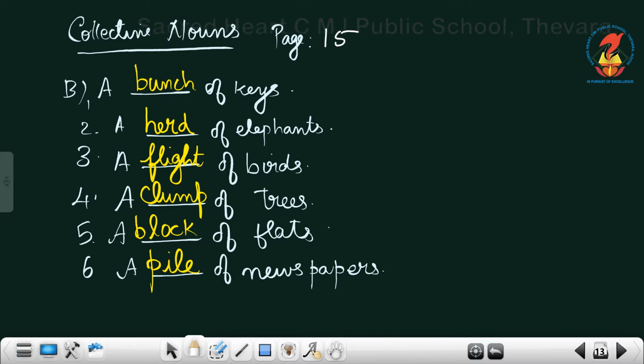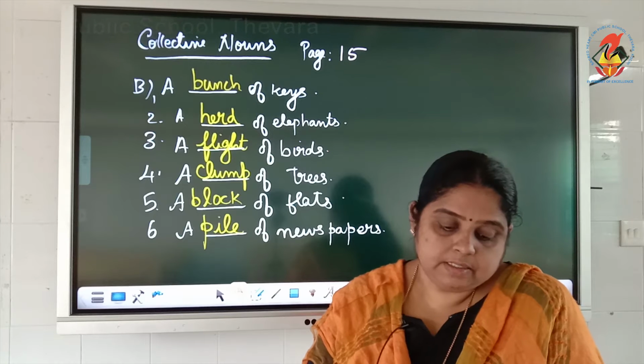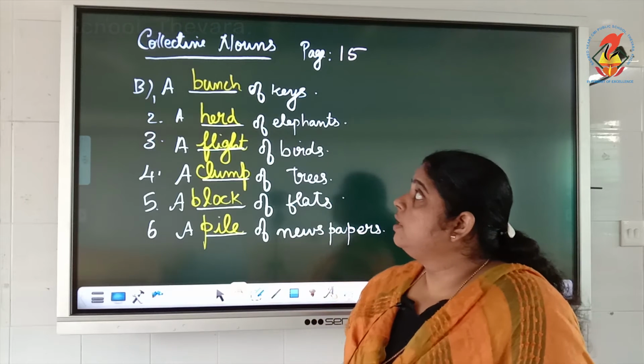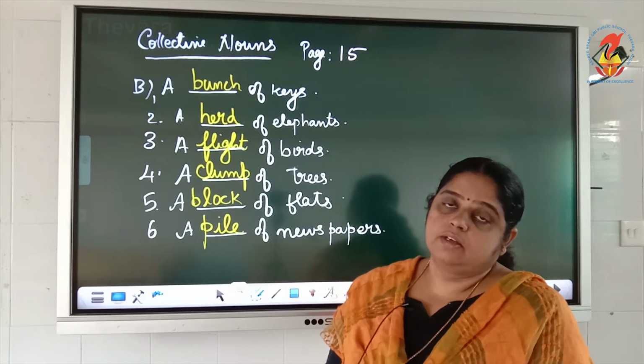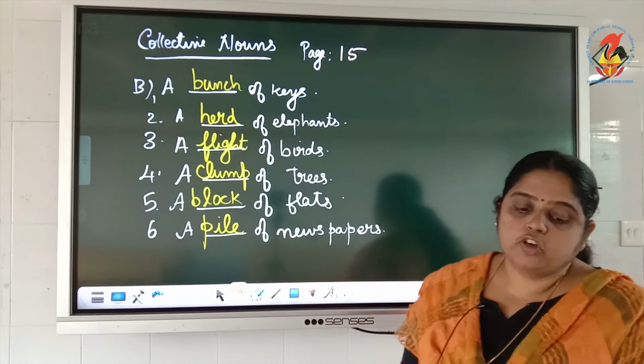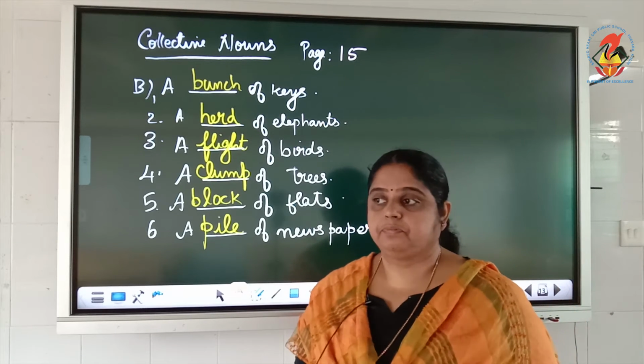And a dash of newspaper. What do you say? A pile of newspaper. A pile of newspaper. That's it. That's all about collective nouns. Now next we shall move on to the abstract nouns.